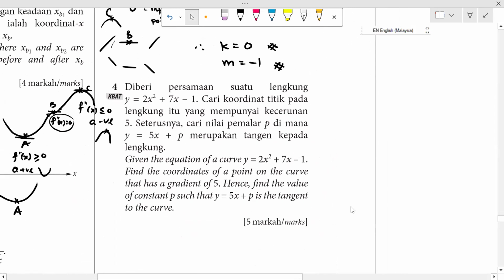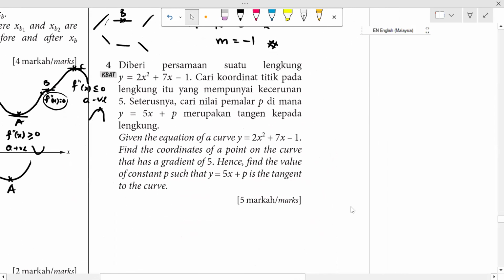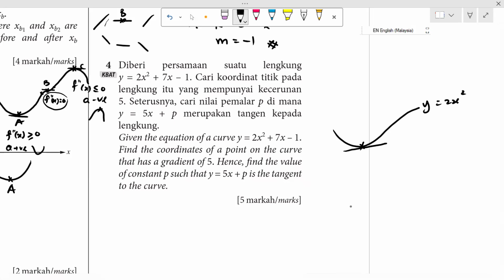Done, huh? So let's look at number 4. Given the equation of the curve is 2x squared plus 7x minus 1. Find the coordinates of the point on the curve that has the gradient of 5. Let's just simply sketch. Whenever I see the gradient function, I will do this. I have my y equals to 2x squared plus 7x minus 1. I use this one to guide me what to do next.